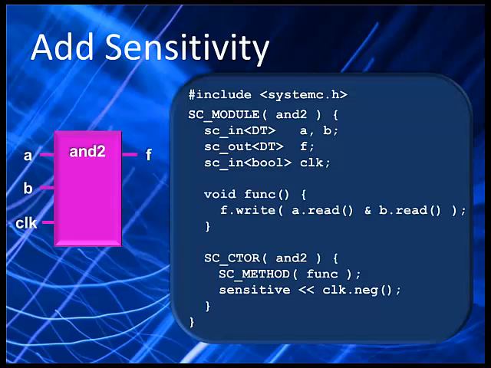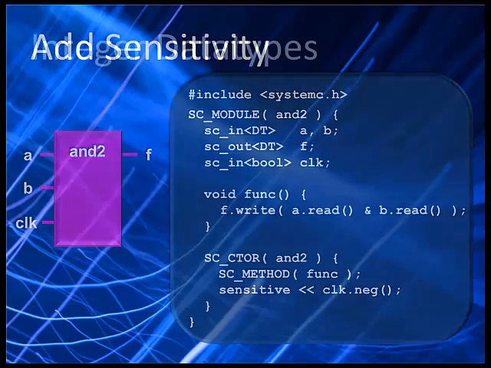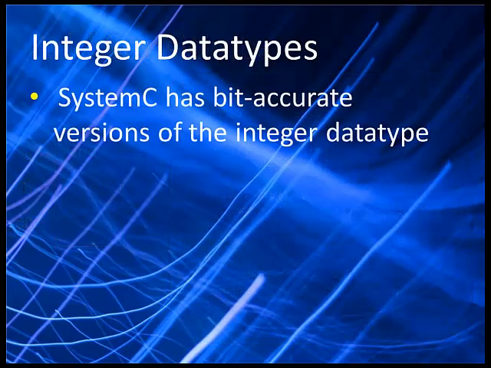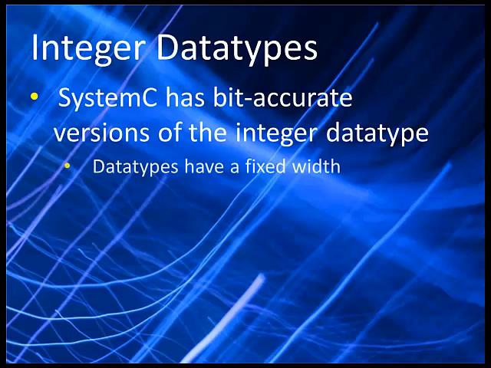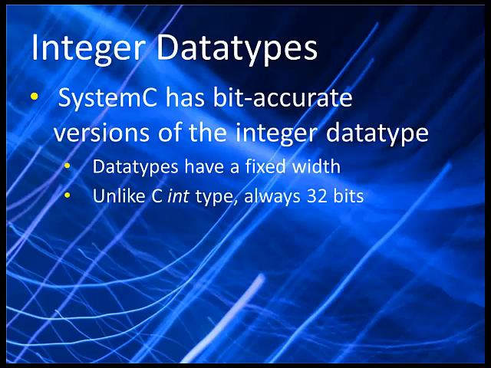So now we have one last loose end to tie up. Remember that the data types of the inputs and outputs for this design are still undefined. There are a number of data types available in SystemC, but for now I'm just going to show you the one you will likely use in the majority of your designs, integers. SystemC has bit-accurate versions of the integer data type that have a fixed width and allow bit select and part select operations. This is different than the generic int data type available in C. You can use int in your design and it will run in simulation, but it will always have the width of your machine's processor, usually 32 bits.